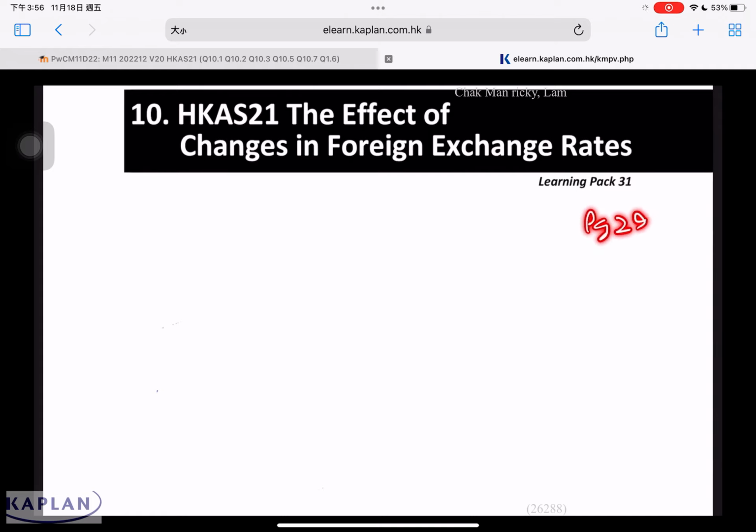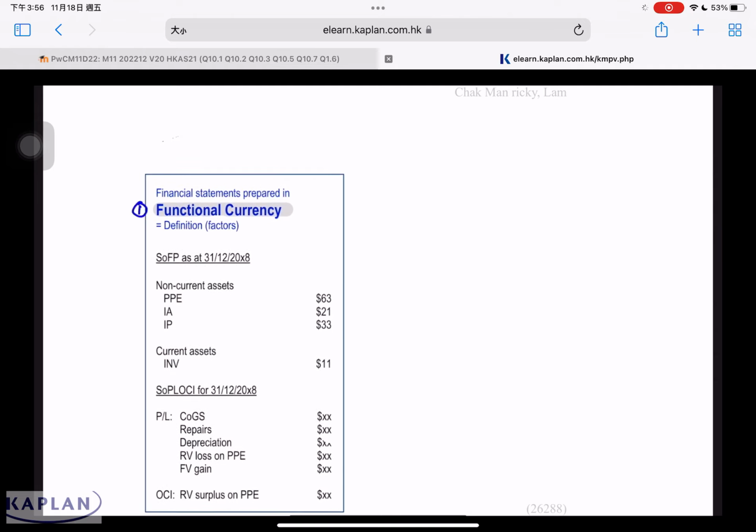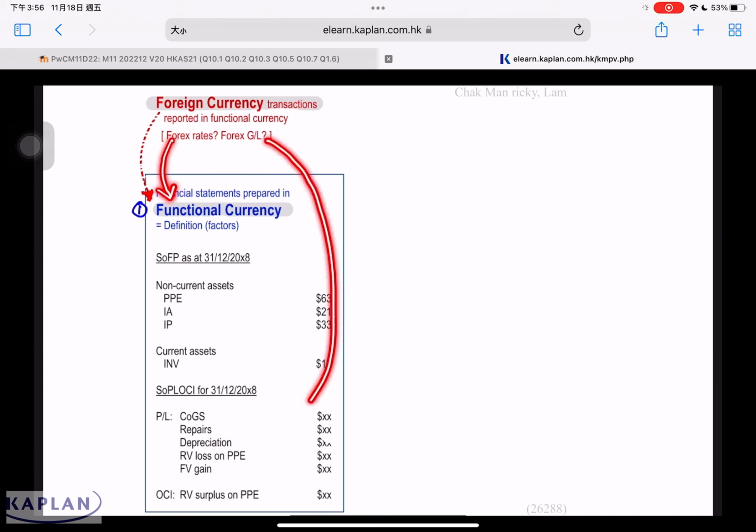Please refer to page 298, AS 21, the effect of changes in foreign exchange rate. Financial statements must be prepared in functional currency. We need to know the meaning of functional currency and how to decide what a functional currency is. Here we have to look at the definition and the factors to consider. That's the first issue. When we have foreign currency transactions, they must be reported in functional currency. When reported in functional currency, we need to know what exchange rate to use and how to account for the forex gain or loss. Do we recognize the forex gain or loss in P&L, or in OCI? This is the second issue.